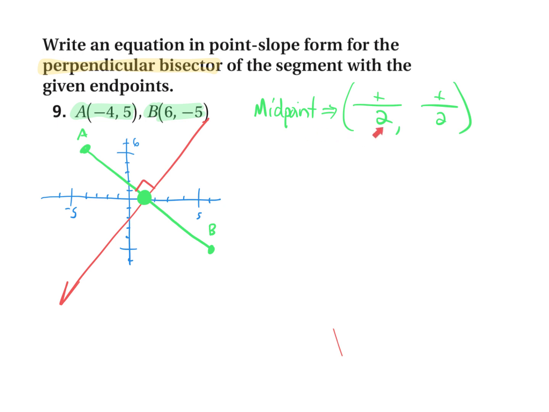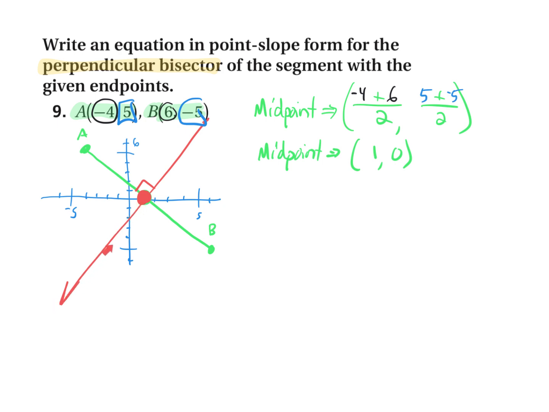For the midpoint, we will take the average of the x coordinates, -4 and 6, and after the comma, we want the middle of the y's. We'll take the average of the y coordinates, 5 and -5. So our midpoint is 1, 0.